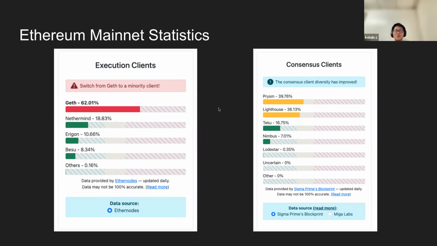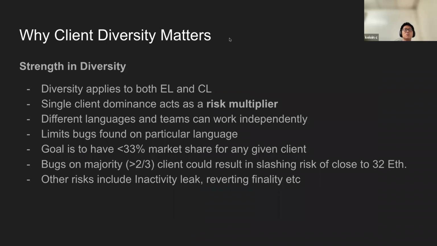On the consensus client side, it's somewhat healthier. As you can see, it's somewhat more balanced between first and second place. Of course, you may wonder, having such a large supermajority, as they would call it, would it pose any issues? And this is why the client diversity topic comes in.